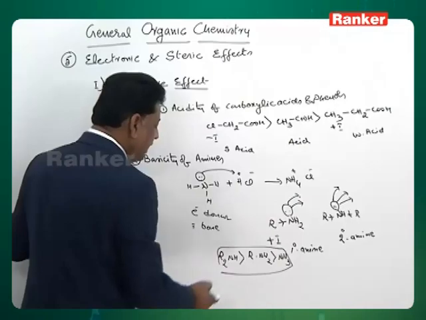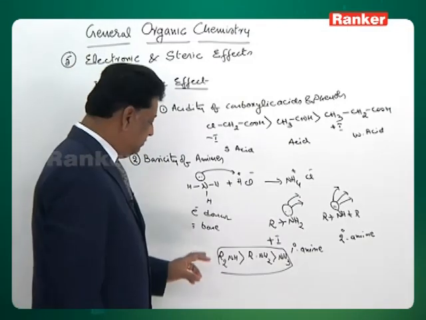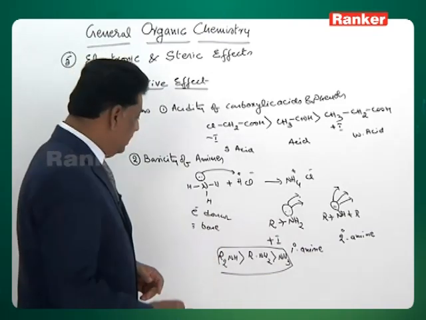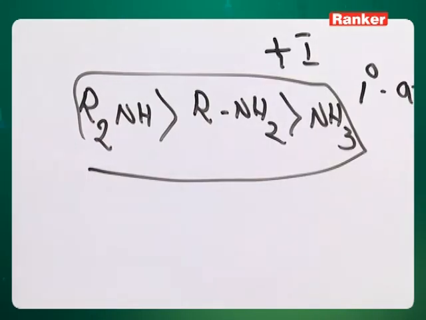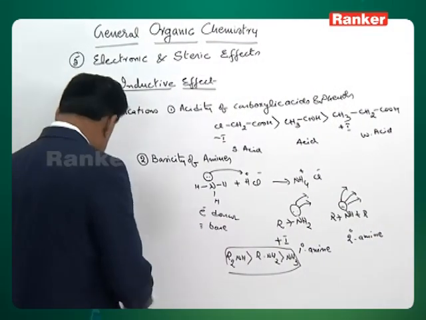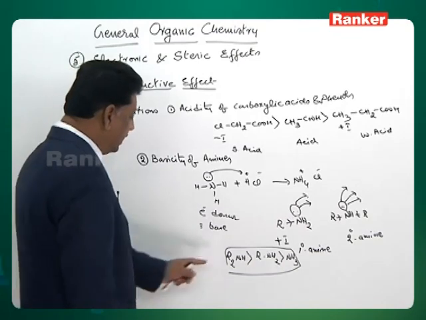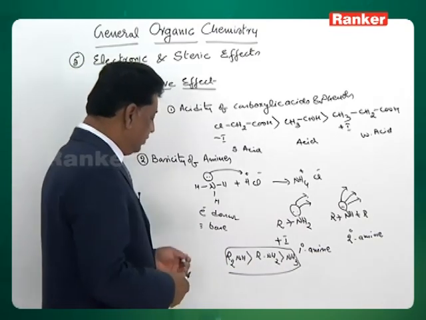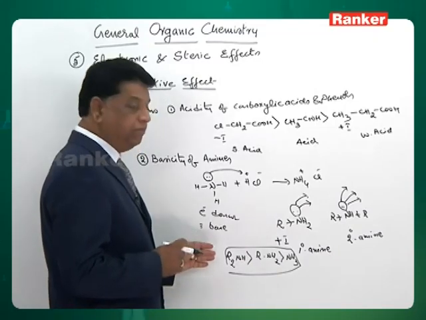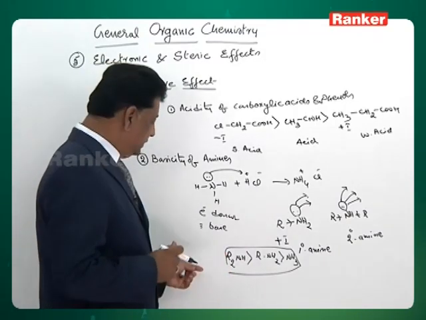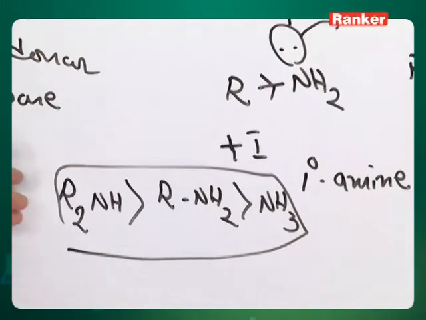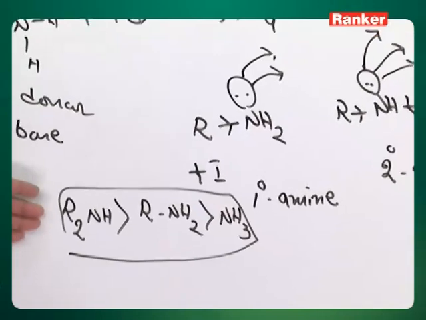You can have small differences when R changes, but in general, as the number of alkyl groups decreases, the basicity decreases. The more the alkyl groups, the more the basicity. However, you can go one step further. If 3 alkyls are there, naturally we expect more basicity, but there is another phenomenon called steric hindrance that comes in. So, let us not take the 3 alkyls now.